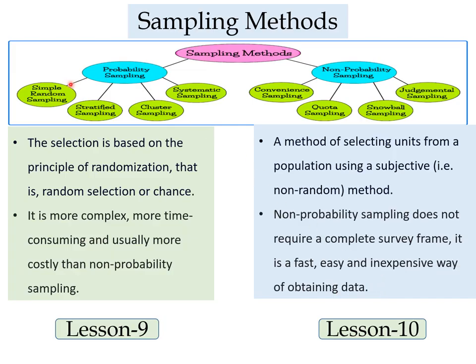And again, probability sampling is subdivided into 4 categories, that is simple random sampling, stratified sampling, cluster sampling, and systematic sampling. And non-probability sampling is subdivided into convenience sampling, quota sampling, snowball sampling, and judgmental sampling. If you want to know more about probability sampling, you can go to lesson 9. And if you want to know about non-probability sampling, you can go to lesson 10 and I will put the link in the description box below.